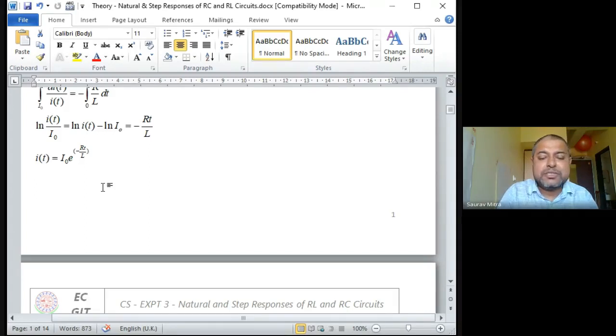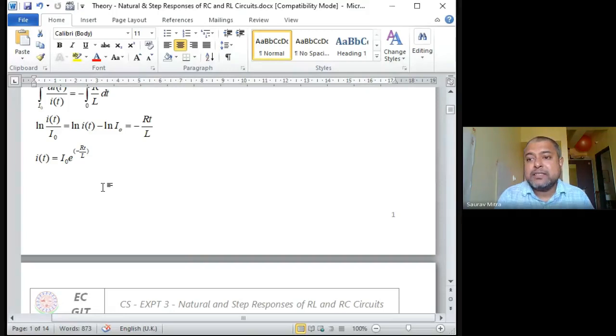So this is i(t), the last line. i(t) is equal to I0 into e raised to minus Rt by L, or you can say I0 into e raised to minus t by tau. So what is tau? Tau is equal to L by R. Write all these down, you will not remember later. So I0 into e raised to minus R into t by L. Take this R below to L, and what you find is minus t by tau.